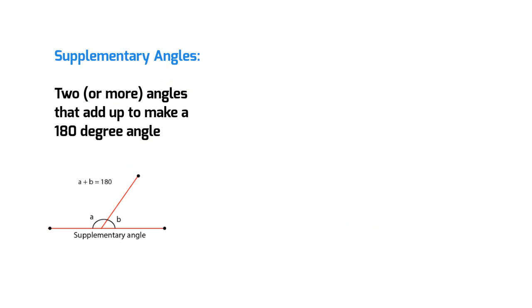A second relationship that we should know is supplementary angles. Supplementary angles is very similar to complementary, except that when they come together, they create a straight angle, which means the total amount that we're looking for is 180 degrees.